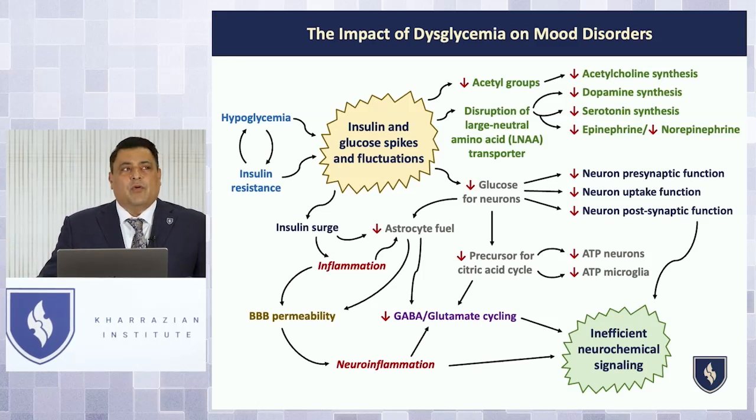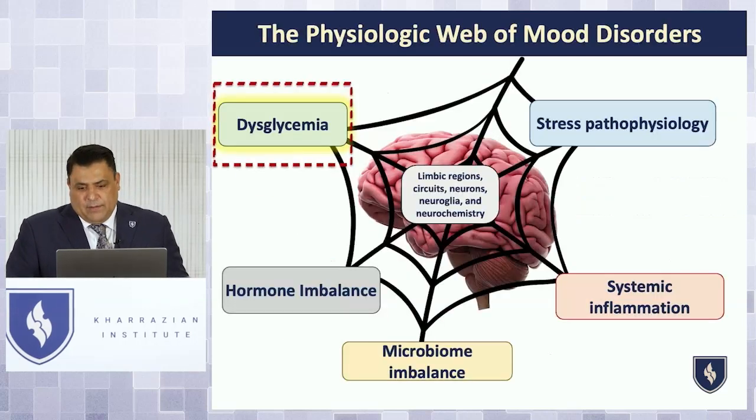And this is why we don't have protocols for each type of mood disorder. That chart I gave you with all different mood disorders, we don't have a protocol for each one. We want to go after the mechanisms that make those limbic circuits efficient. Okay, so that's dysglycemia. This is a big part of the physiological web of mood disorders. It promotes the stress response, promotes systemic inflammation. We'll talk about how it impacts the microbiome and hormone imbalance a little bit later as we get into each of these topics, but there's interrelation between each of these.